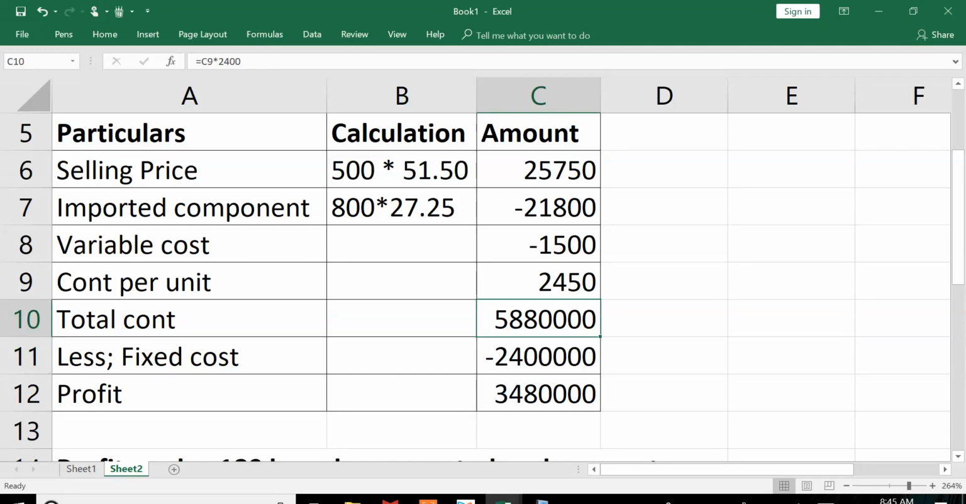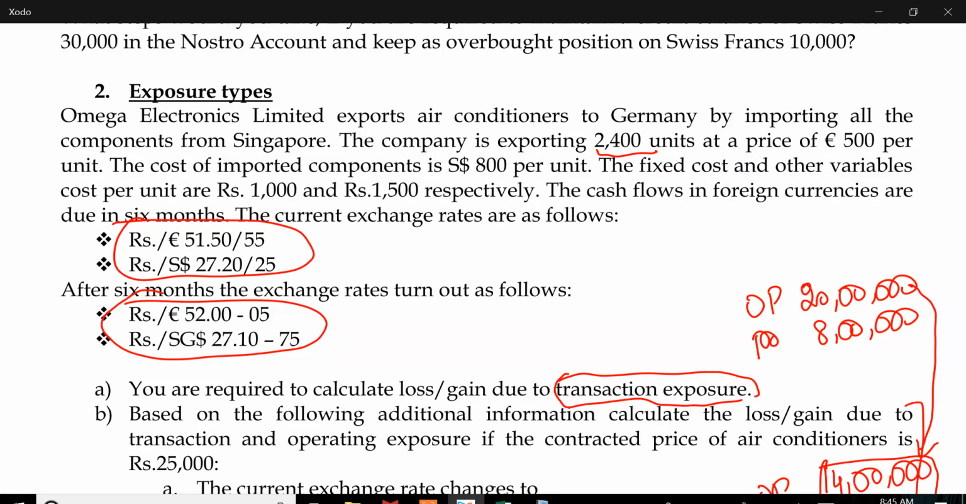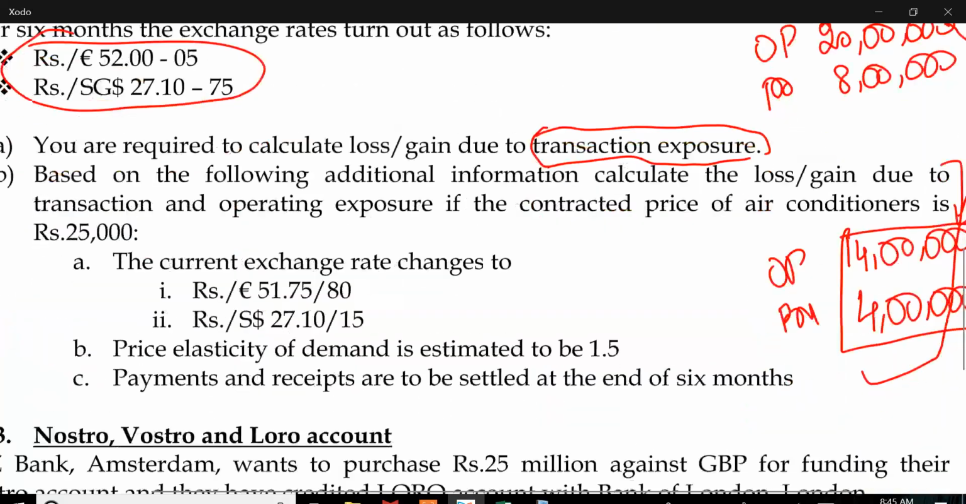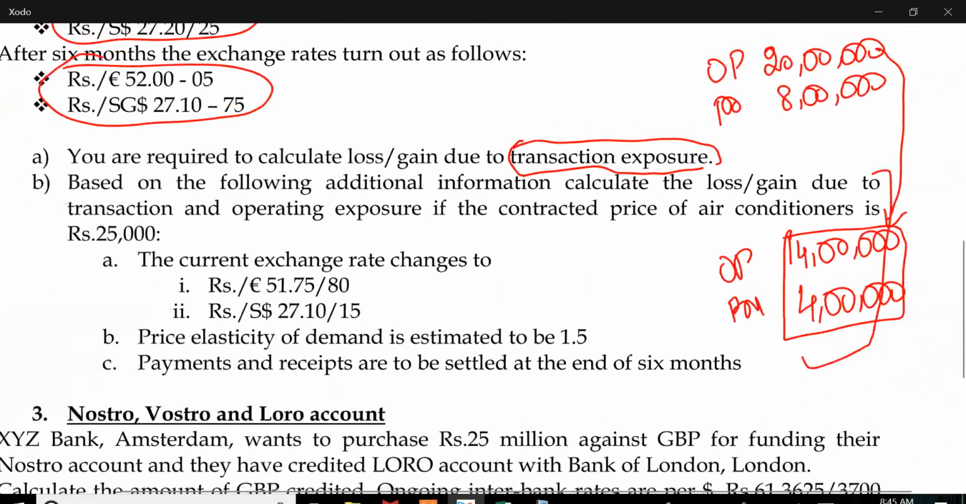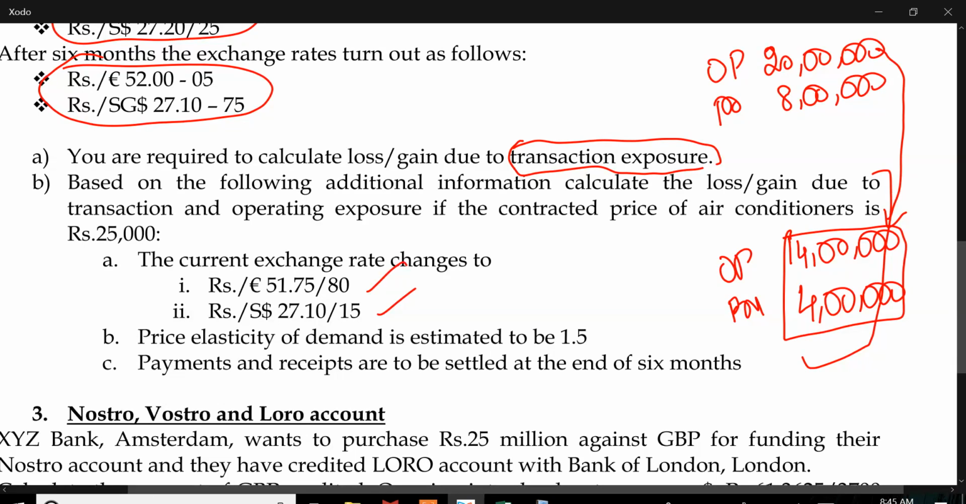Some price elasticity part is given. Exactly the same format, profit on day 0, profit on day 180. But before doing this, let's do some base work. Now they are saying, based on the additional information, calculate the loss or gain due to transaction and operating exposure if the contracted price of air conditioner is 25,000, exchange rate changes to, price elasticity of demand is 1.5, payment and receipts are to be settled at the end of 6 months.